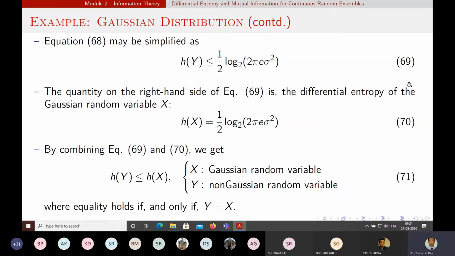Now, if we compare these two equations, 69 and 70, we can write this equation: h of y is less than or equal to h of x, where x is a Gaussian random variable and y is a non-Gaussian random variable. Okay. Now the equality will hold, means this term will be equal, if and only if y equals x. This equation number 71 will be equal if and only when y equals x.